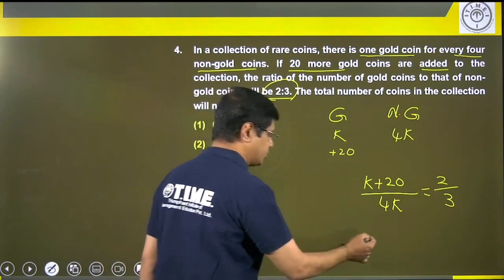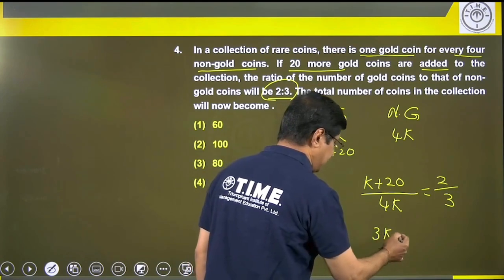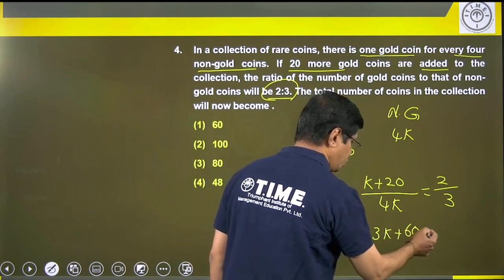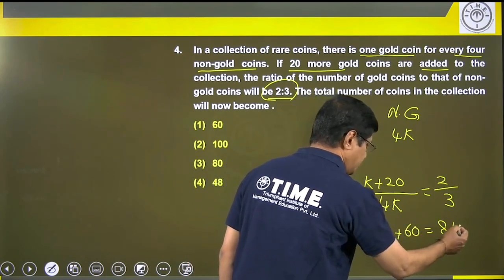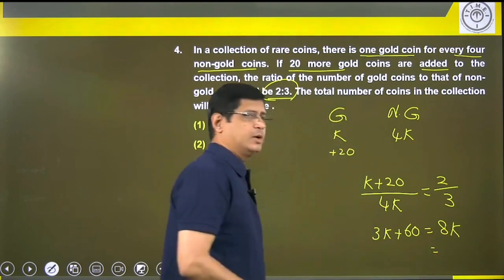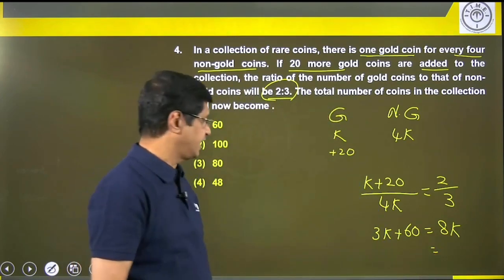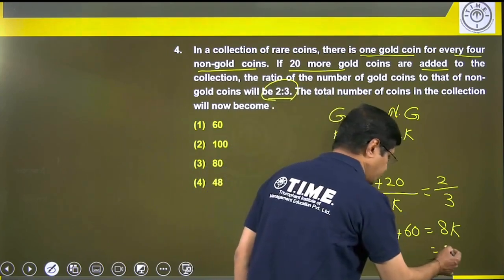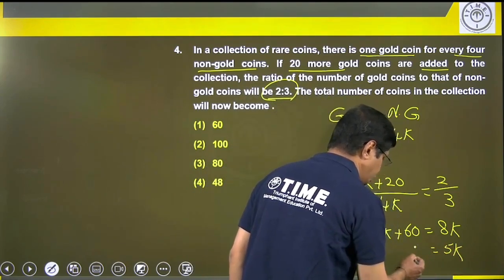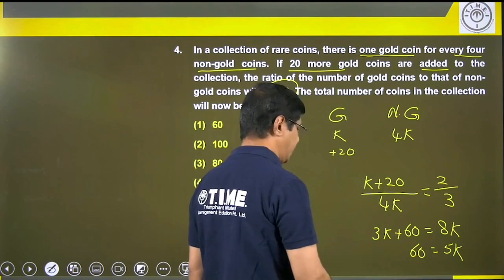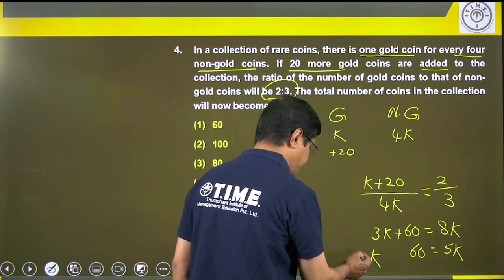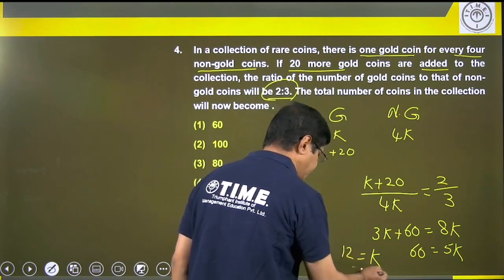By doing cross multiplication, 3K plus 60 is equal to 8K. The value of K, by taking variables on one side and numbers on the other side, 8K minus 3K, that is 5K. 5K is equal to 60. The value of K is equal to 12. Dear students, K is equal to 12.